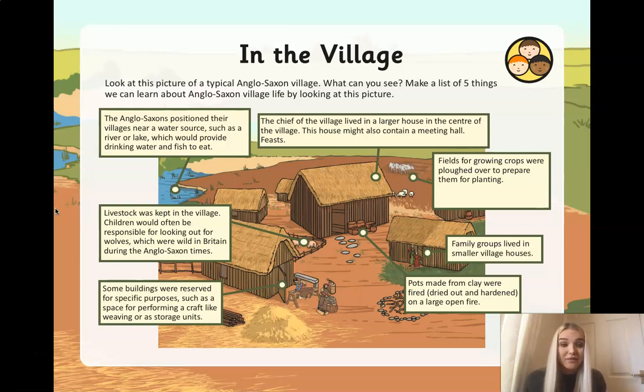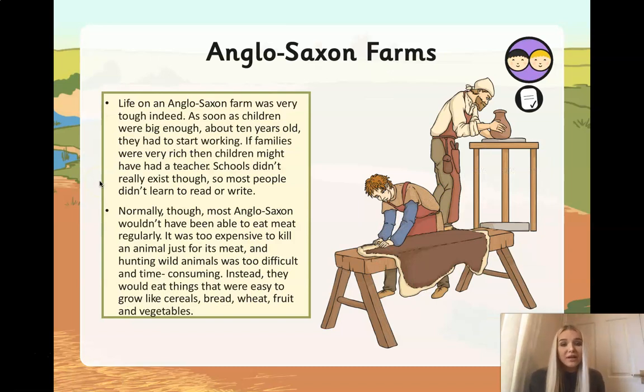They've got their chief in the middle, and they've got their fields, and they've got everything else that we spoke about too. Now, as I mentioned before, the children on the farm were treated in a very specific way, and it was really tough for them because when they were young, as 10 years old, they'd have to go out and work. And it was very, very rare that children would go to school. Children would only go to school if they had a rich family, because you'd have to pay for a teacher. Schools often didn't really exist, which meant that most Anglo-Saxon children could not read or could not write.